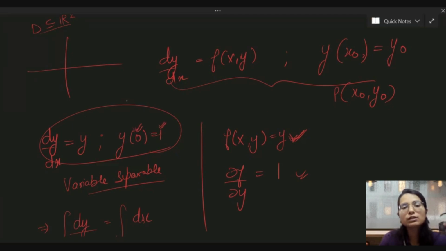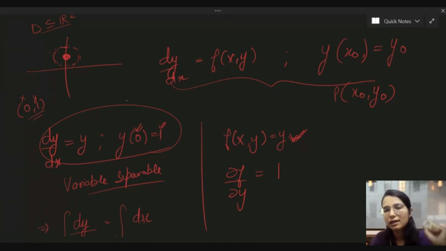Whichever point is given in the initial condition, it is 0, 1 here. X coordinate is 0, y coordinate is 1. So this is the point 0, 1, and you take maybe a square neighborhood or a circular neighborhood of this, and neighborhood means it could be very, very small. So you need to keep that in mind.